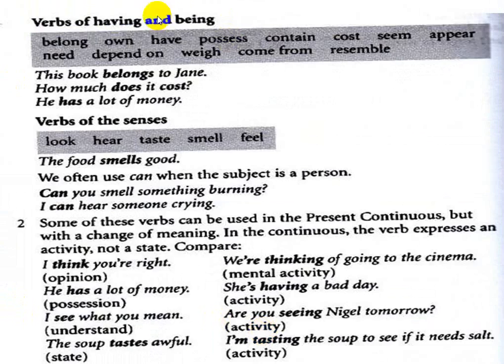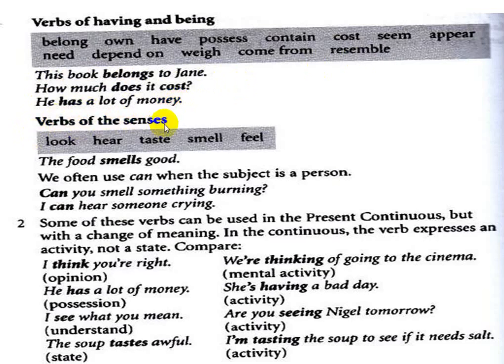Verbs of having and being. For example, belong, own, have, possess, contain, cost, seem, appear, need, depend on, weigh, come from, resemble. For example, this book belongs to Jane. How much does it cost? He has a lot of money.